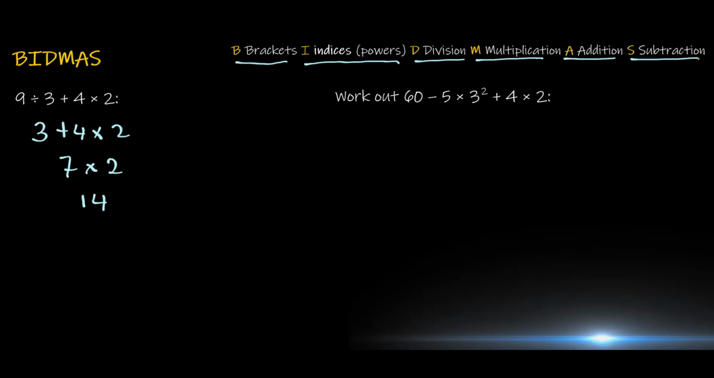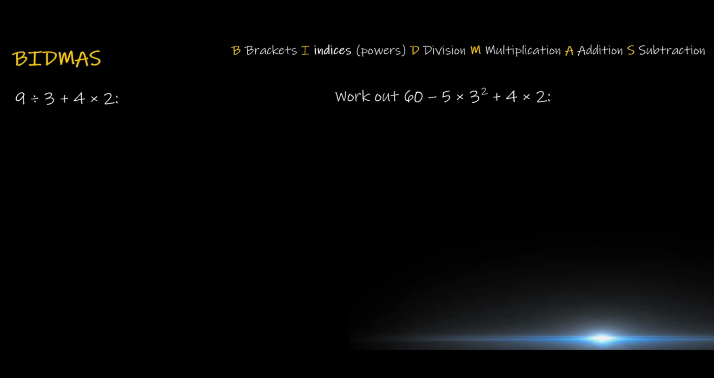So let's use BIDMAS to check if the answer we got is actually correct. We can use brackets to separate what we should do first. Notice that divide is the first thing we need to do, looking at BIDMAS. So I'm going to put a bracket around that to separate that operation. Then the next thing we want to do is multiplication, because multiplication comes after division. So we put a bracket around that to separate them.